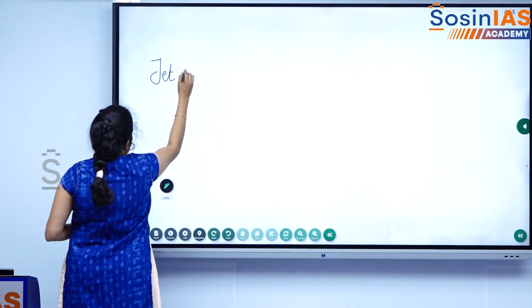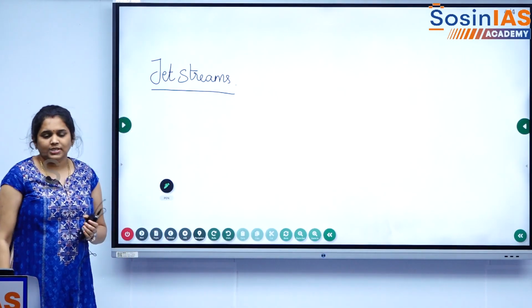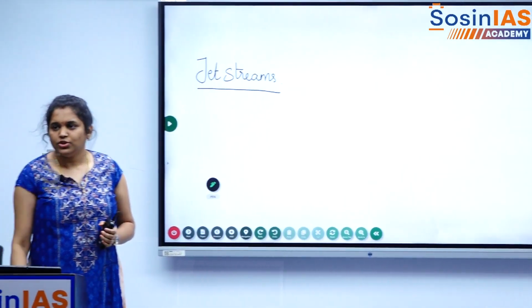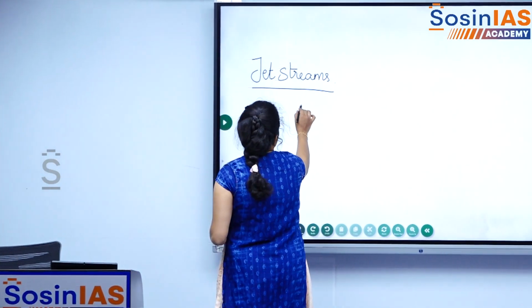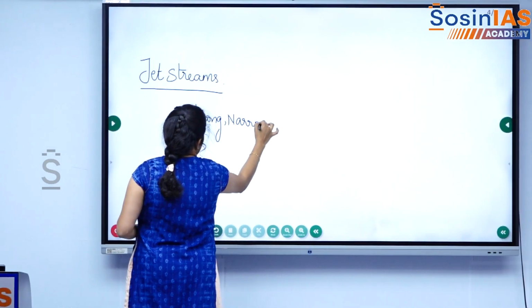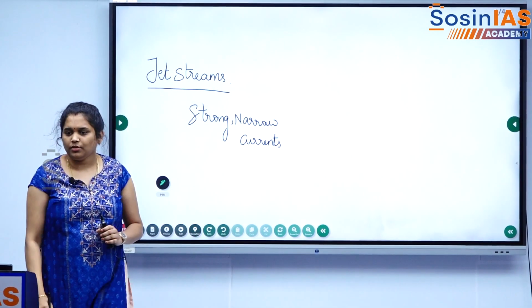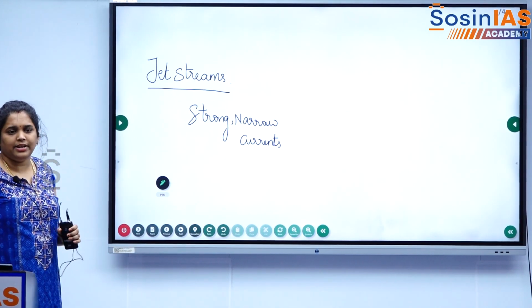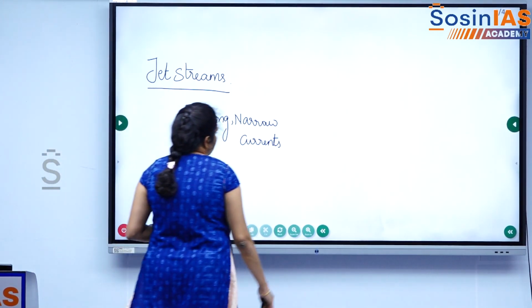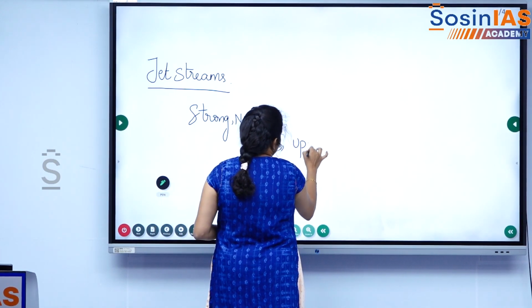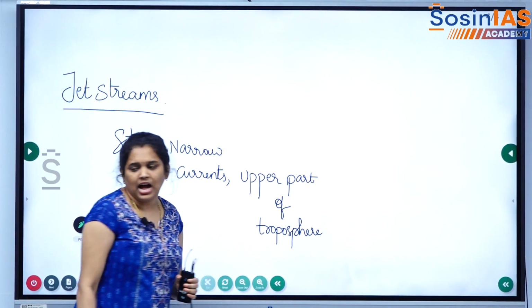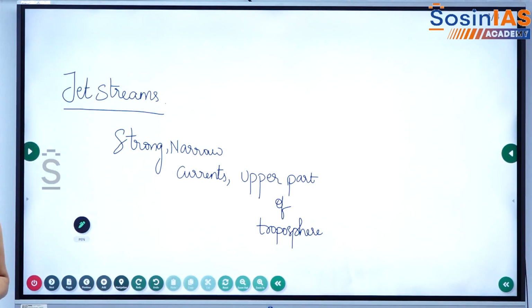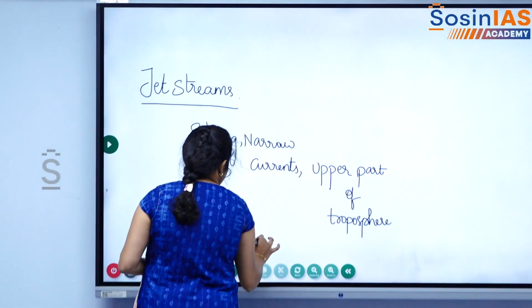Jet streams? Please take the definition. Jet streams are strong, narrow currents, concentrated in the upper parts of the troposphere, and they move from west to east.